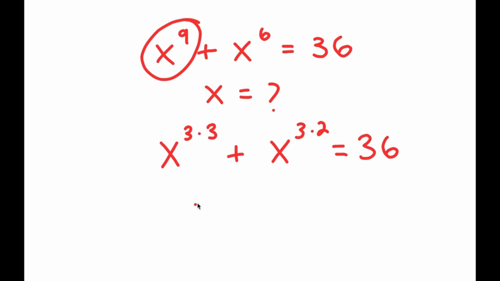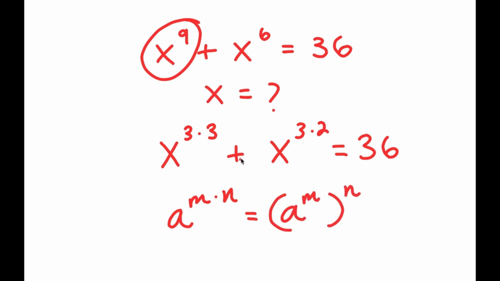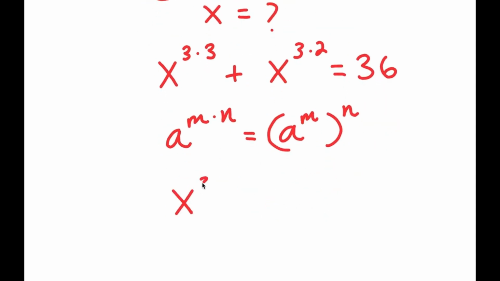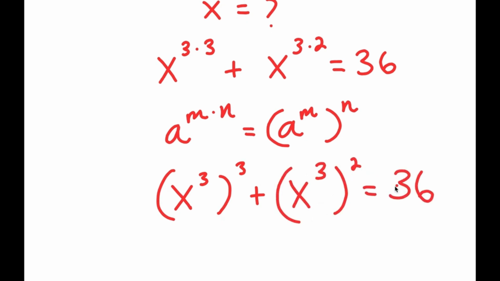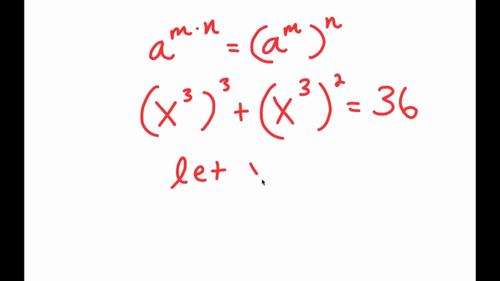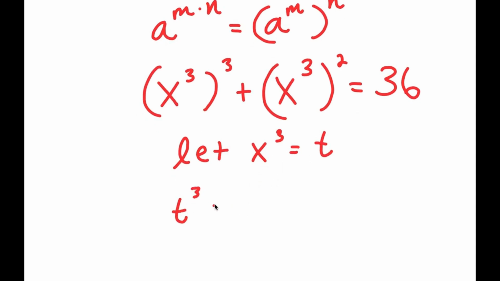Now from here, if I have something in the form a to the power of m times n, this is equal to a to the power of m to the power of n. So x to the power of 3 times 3, that's equal to x to the power of 3 to the power of 3, and x to the power of 3 times 2, that's equal to x to the power of 3 to the power of 2. And this is equal to 36. Now I'm going to let x to the power of 3 equal to the variable t. So I get t to the power of 3 plus t squared is equal to 36.